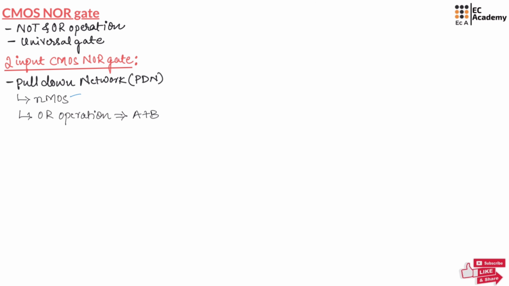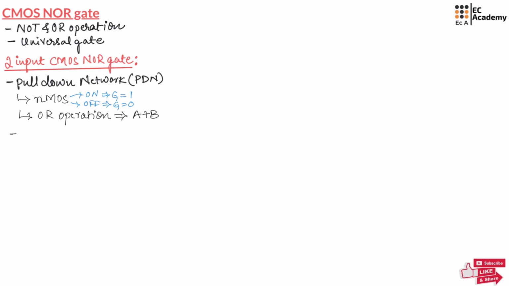Here you need to remember the NMOS will be on only when the input across the gate of NMOS is equal to 1. The NMOS will be off when the input across the gate of the transistor is equal to 0. So this operation you need to remember so that you can understand the NOR gate.